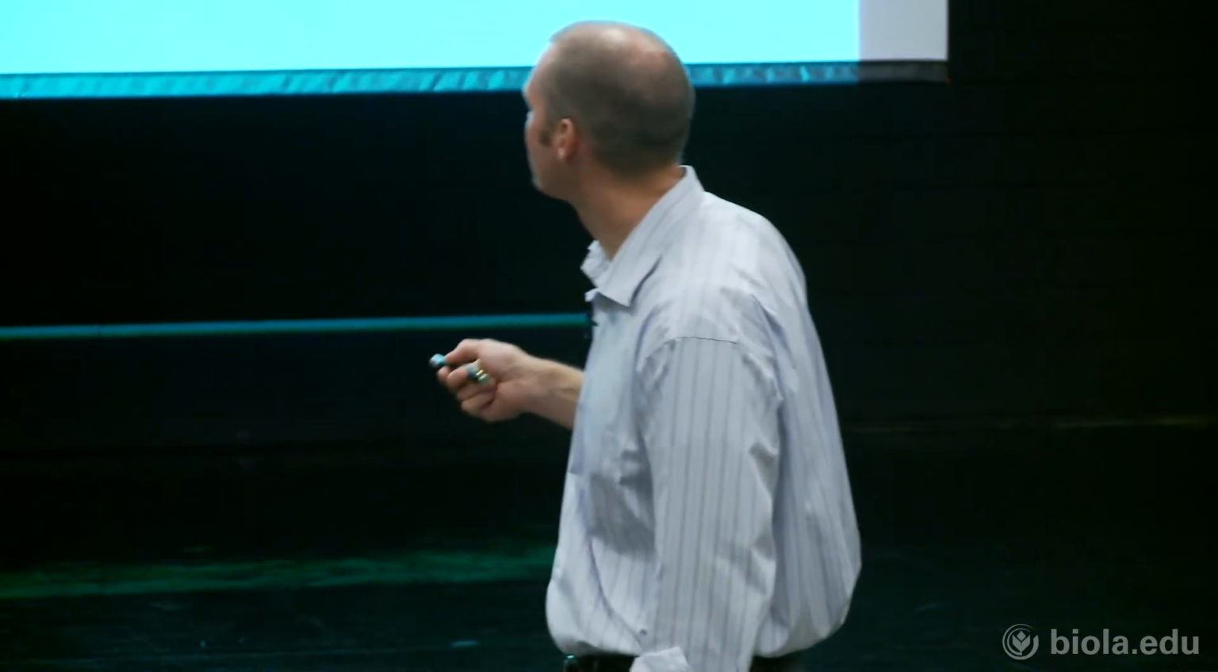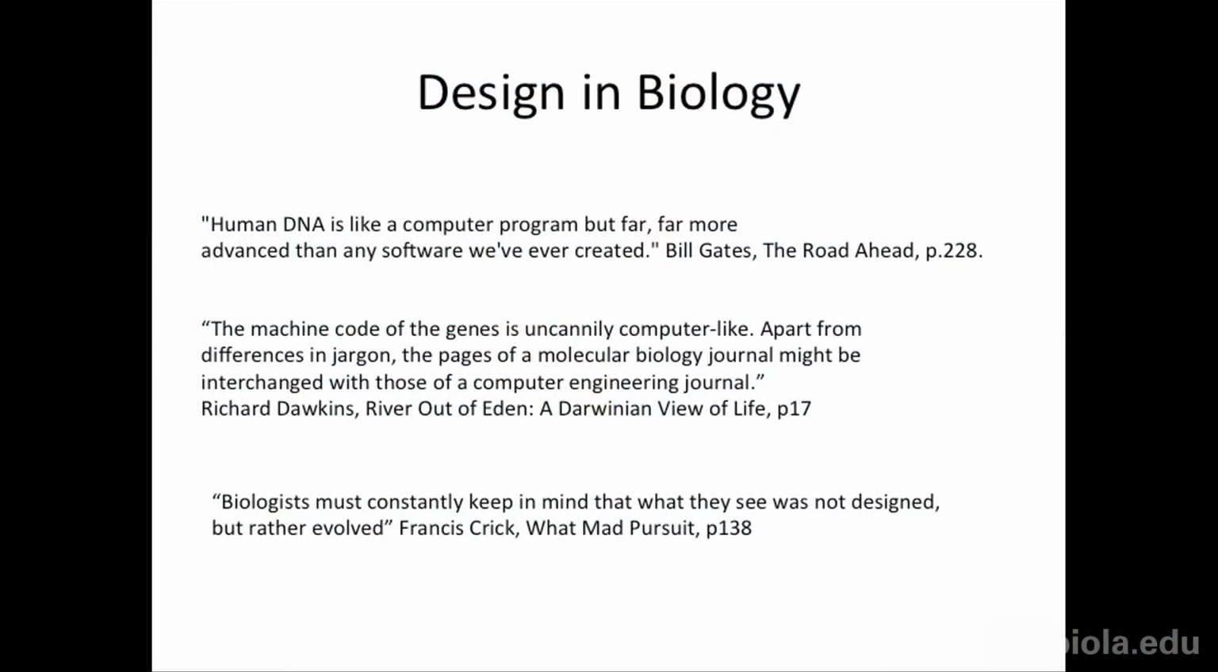naturalists want you to think that that second example, the DNA example, did not come about because of human or any intelligent coders. So Francis Crick says, biologists must constantly keep in mind that what they see was not designed, but rather evolved. He says, you're going to look at it and it's really going to look like it was designed, but you have to remember it wasn't, which seems counterintuitive, right?